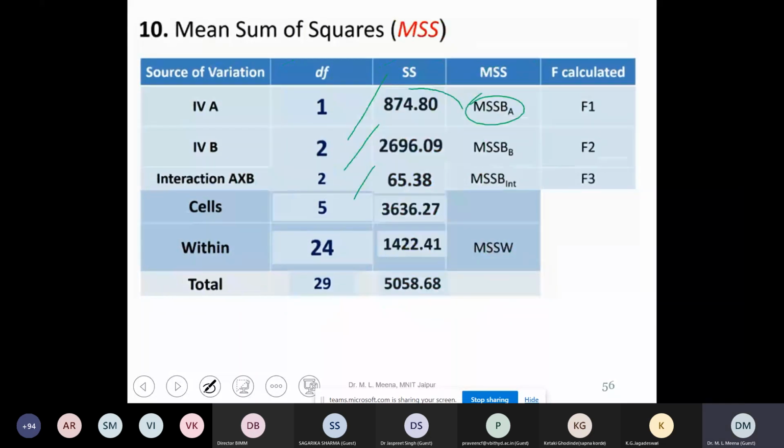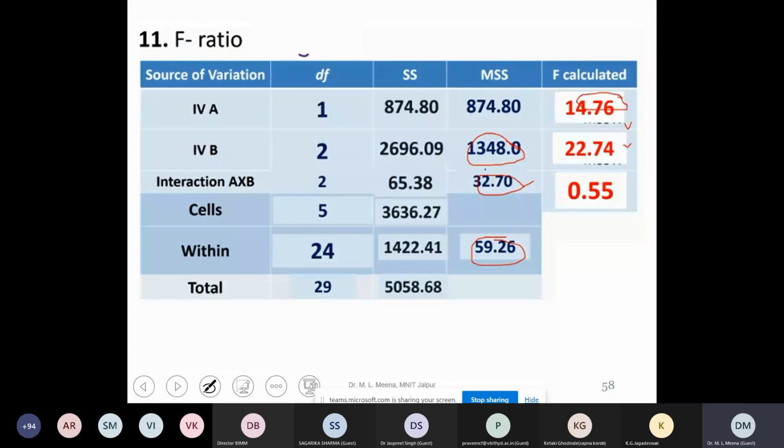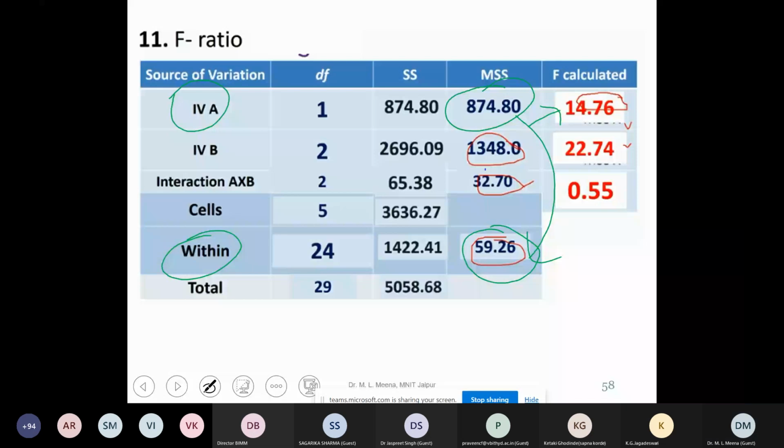So find out the F value for two-way ANOVA. The mathematical formula of F tabulated value for this divided by this, means this divided by this, and for this divided by this, for this divided by this.